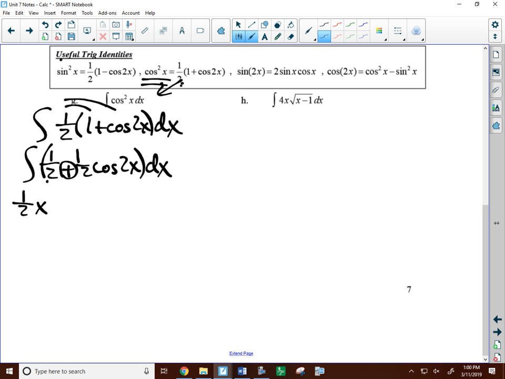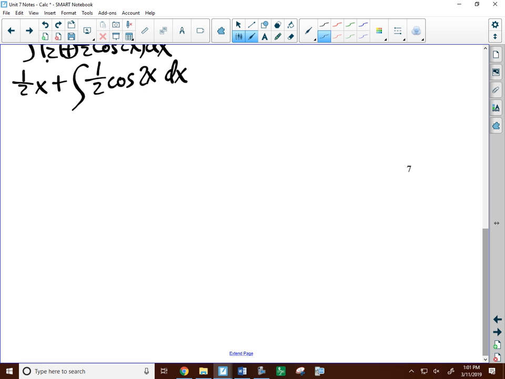We keep going. Plus the integral. Now this one I will need to do something else. So I'm going to write 1/2 cosine 2x dx. Okay, for this one, the second half of that integral, I go back. Do I know an antiderivative for cosine of 2x? No. Because cosine x, that'd be good. But what I can do is use substitution.